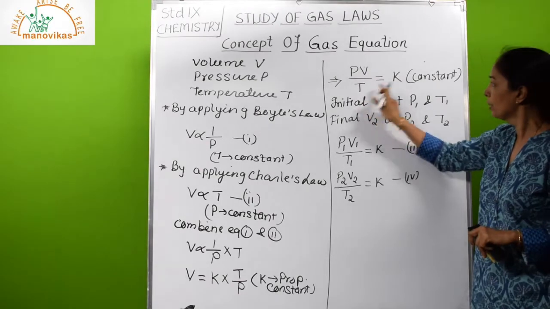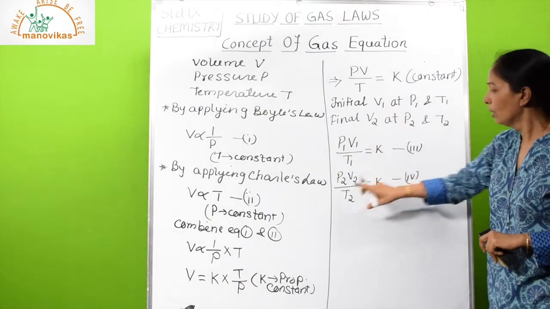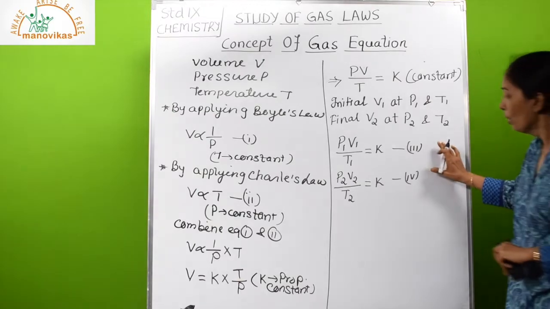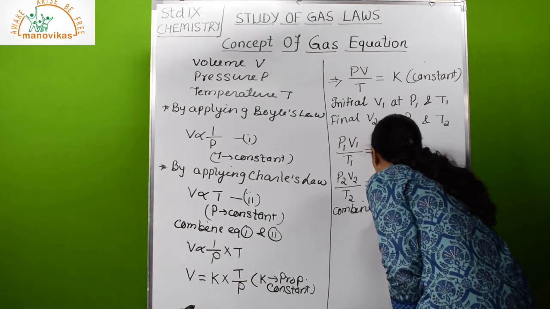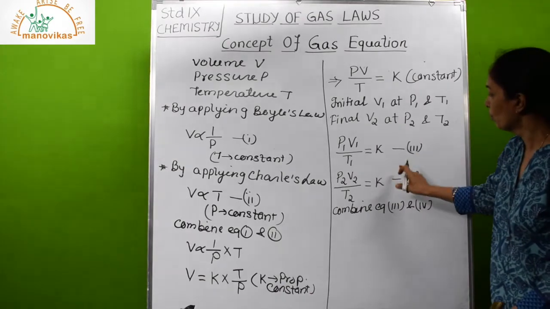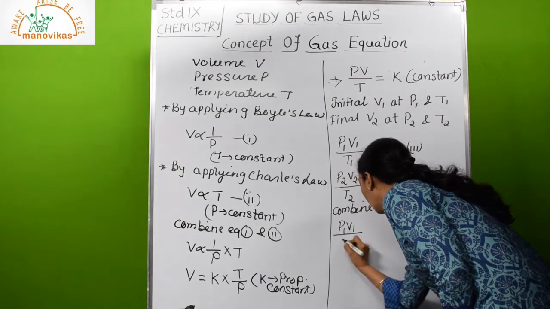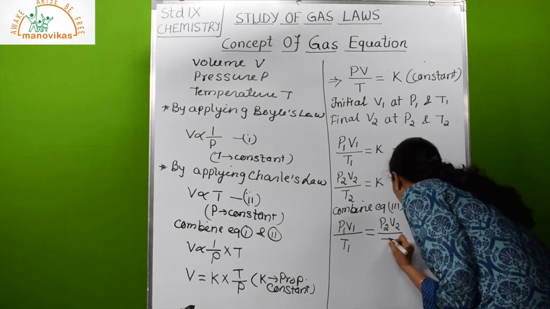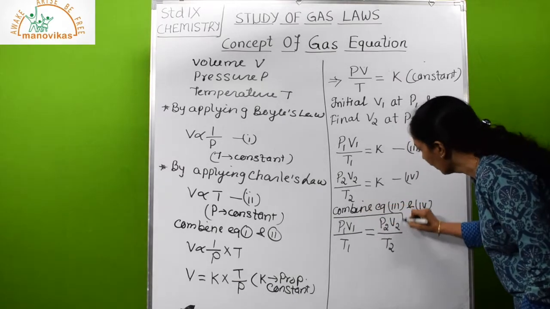Like PV upon T is equal to K, with initial pressure, initial volume, initial temperature, and final pressure, volume and temperature. So we have got two more equations. Now combine these equations. Combining equation 3 and 4, what will you get? When you combine, these are the same, so it will become P1 V1 upon T1 is equal to P2 V2 upon T2. So this is called the perfect gas equation.